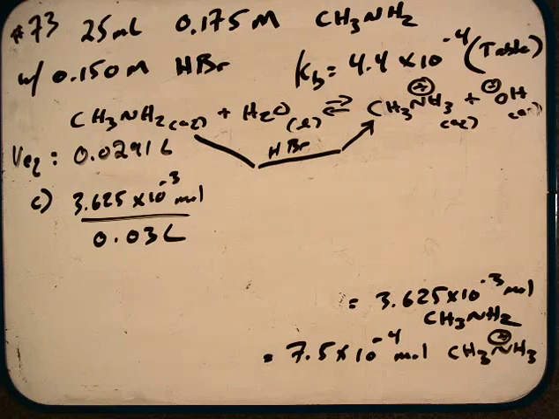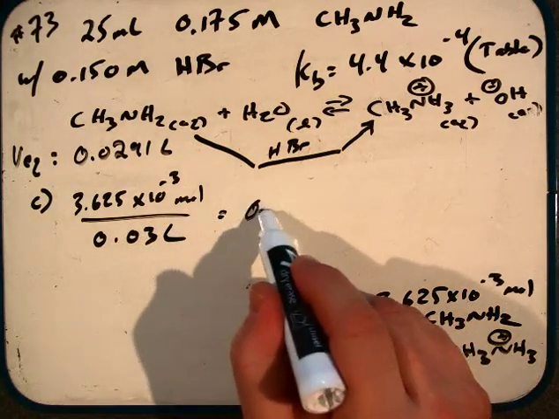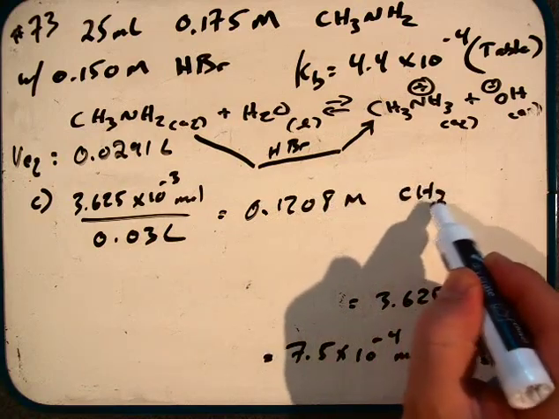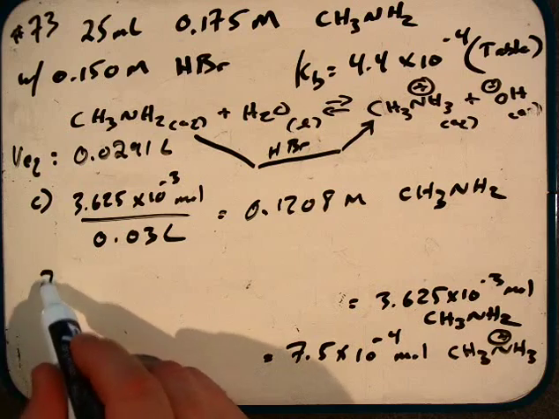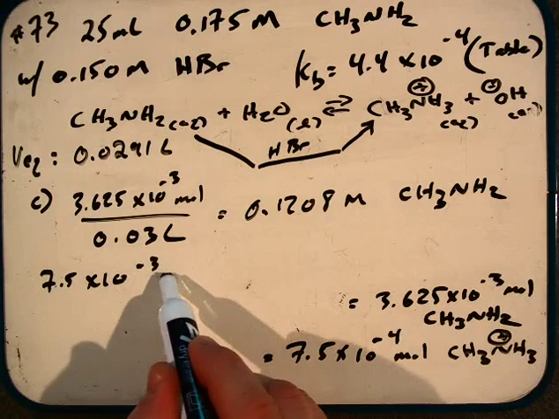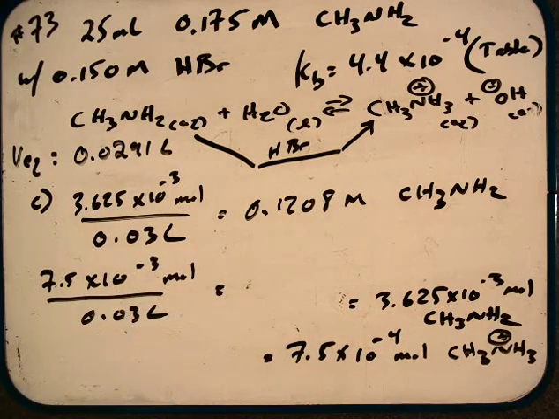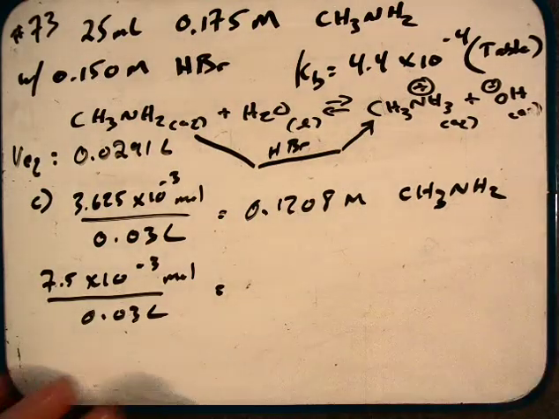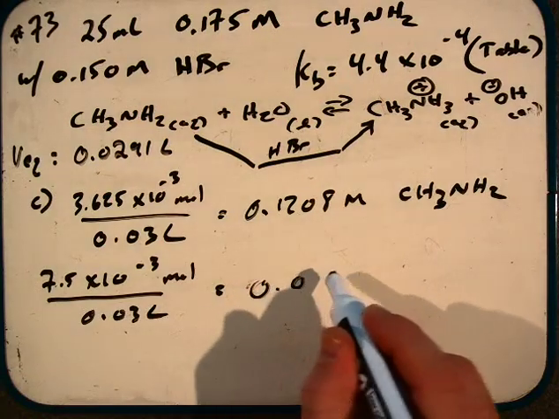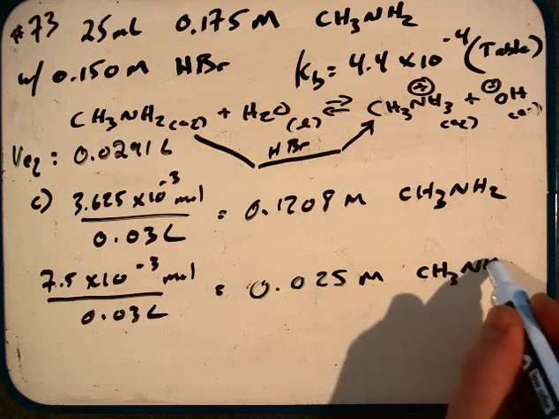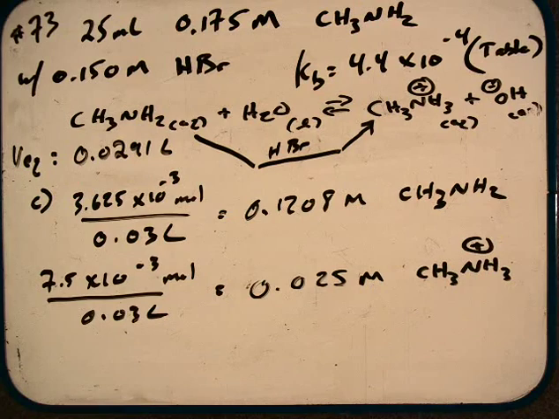And here's a trick, right? We added 5 milliliters to our original sample of 25 milliliters, so now we're really at 30 milliliters or 0.03 liters. And so that gives us our concentration of our methylamine. And then we're going to do the same thing for our conjugate acid. And so now, technically, we have a buffer, right? We have concentrations of our starting parent base. We have concentration of its conjugate acid. And so we can now use the Henderson-Hasselbalch.